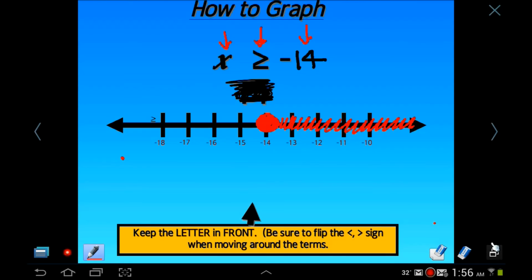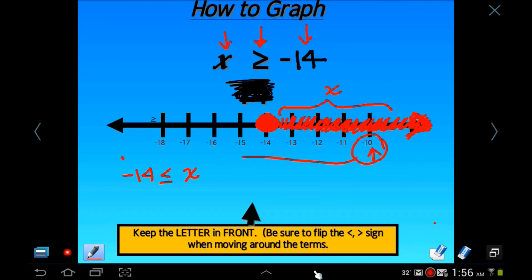Now, just to make sure everyone is understanding this, let's talk about this again. This represents x. All that shaded region, including the closed point, represents what x could be. x is a lot of different numbers. -10 is one of those numbers. So if I were to put that in, let me go back to the original equation. The original equation was -14 is less than or equal to x. If I put a -10 in right here, that should still be a true statement. Is -14 less than or equal to -10?